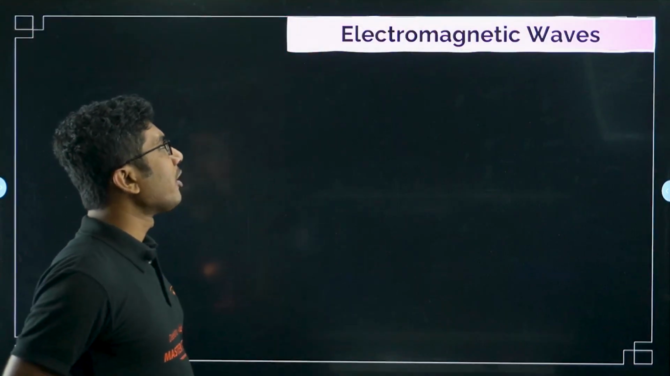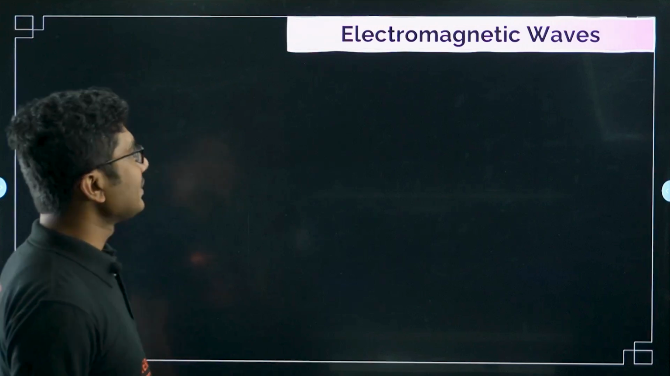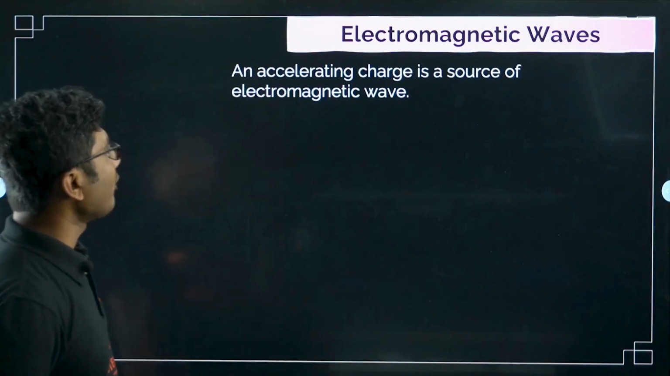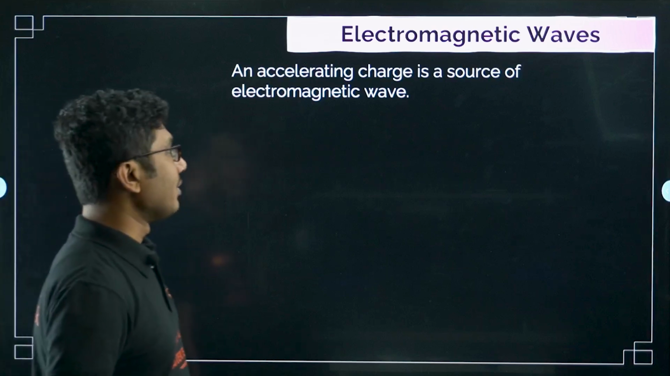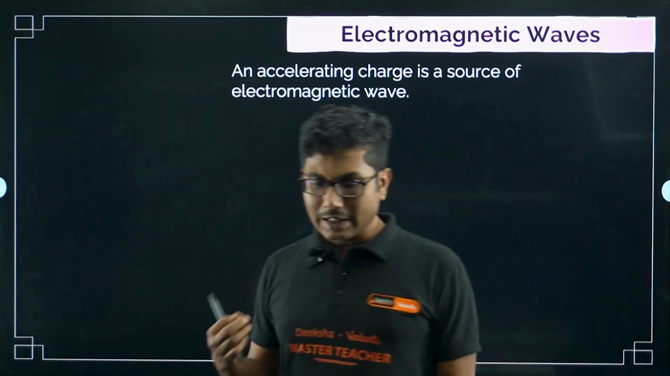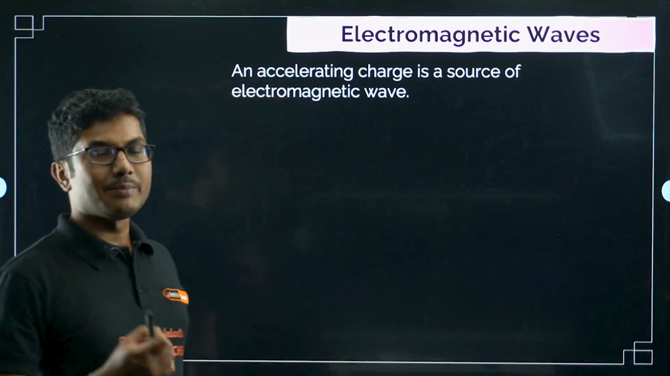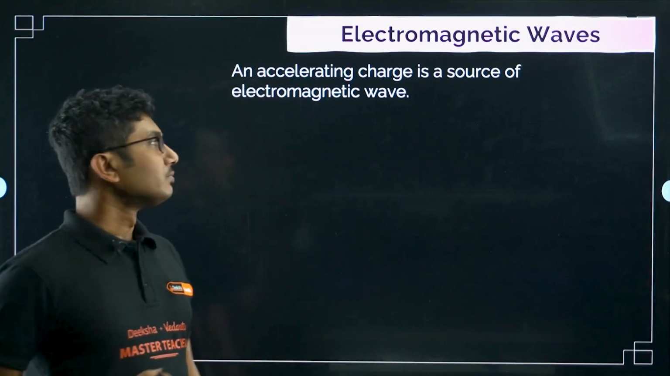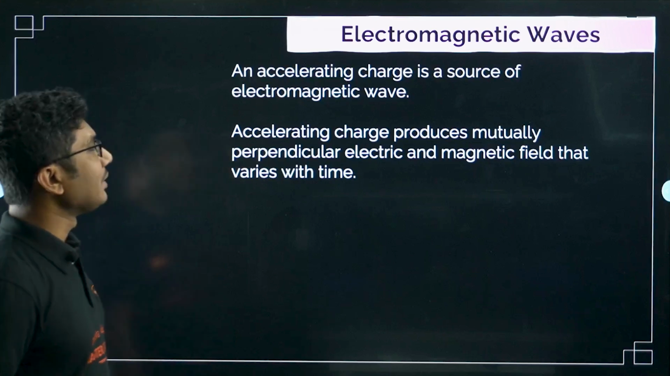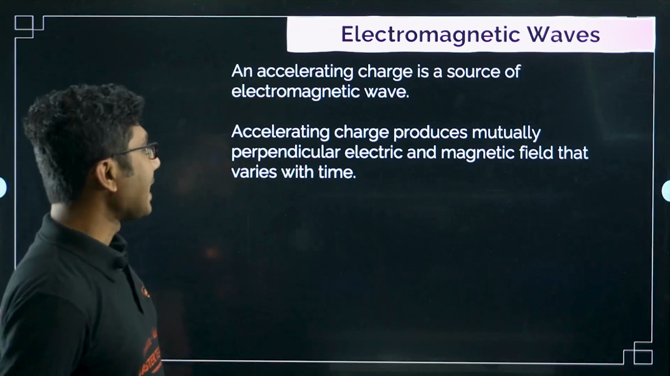Now let's move on. Electromagnetic waves. Let's see. An accelerated charge is a source of electromagnetic wave. Okay, so a static charge cannot produce an electromagnetic wave. An electromagnetic wave can be produced only by an accelerating charge. Okay, an accelerating charge produces mutually perpendicular electric and magnetic fields that vary with time.